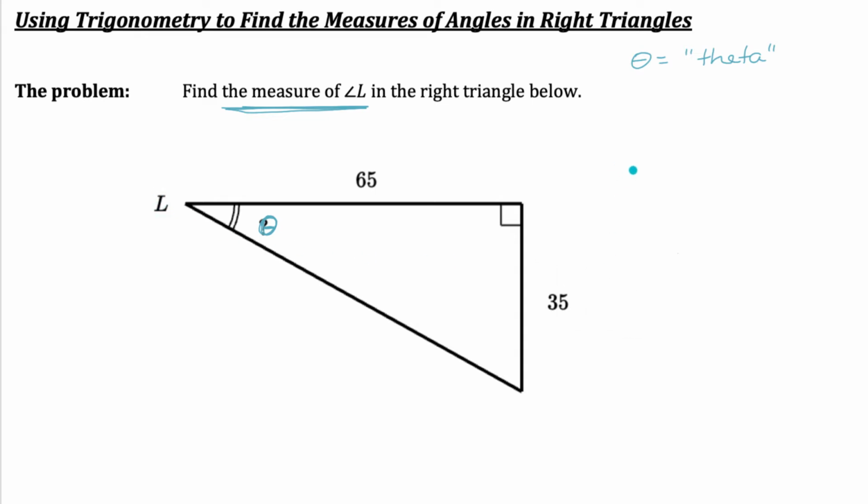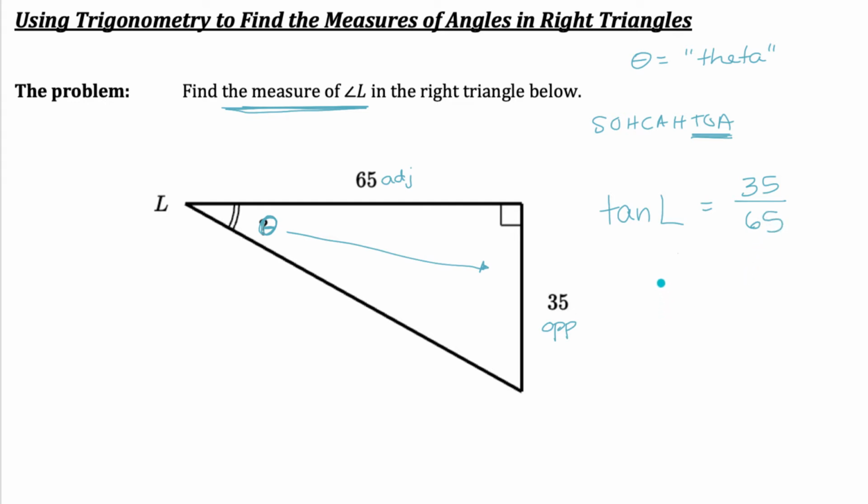So what do we know about angle L? Let's see, we know that the side opposite to angle L is 35, right? So we know that this is the opposite side, and we also know that the adjacent side is 65. Okay, so when I see opposite and adjacent, hopefully by now we're getting used to this SOHCAHTOA. When I see opposite and adjacent, I'm thinking tangent. So I know that the tangent of angle L, we could call it L or theta, we'll call it L for now, is equal to the ratio of the opposite side to the adjacent side.